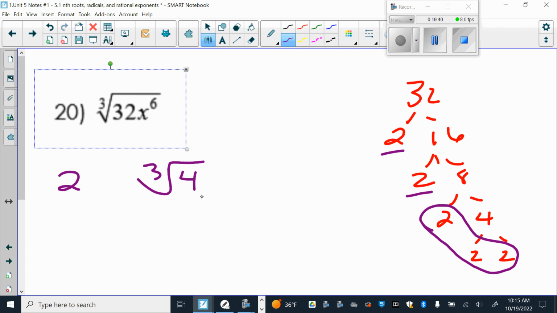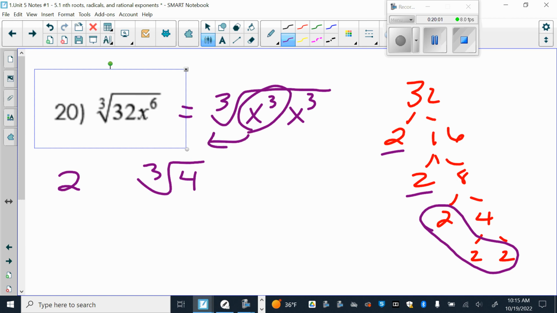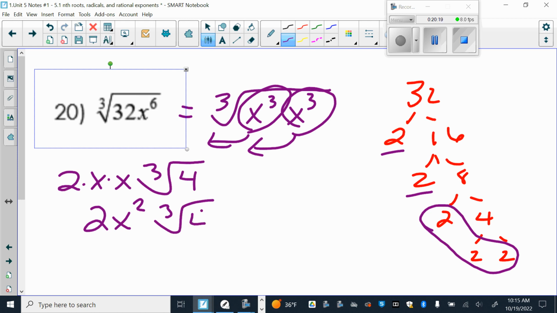X to the 6th is x to the third times x to the third. Properties of exponents, when you multiply, you add. So I can break x to the 6th up into 2 sets of x to the third. So I can take that one out and that one out. So we're left with an x, and I can take one more x out, since again I have two sets of x to the third. So we get 2x squared on the outside, and the cubed root of 4 left over. And that's kind of a peek into what we're going to be doing on Monday.